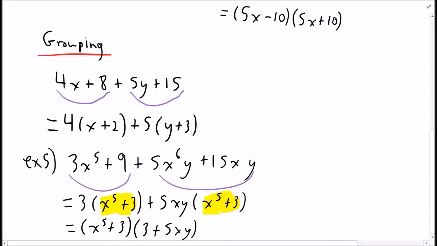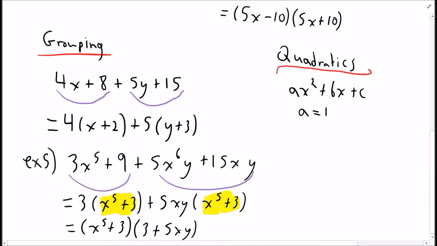Alright, the next type of factorizing that we're going to look at is to deal with quadratics. Now we're going to look at simple quadratics. So a quadratic is written in the form ax squared plus bx plus c. And we're going to look at the case where a is 1. So you won't see the 1 there. So we're basically looking at ones that are like x squared plus something x plus c, but there's nothing in front of the x squared term.